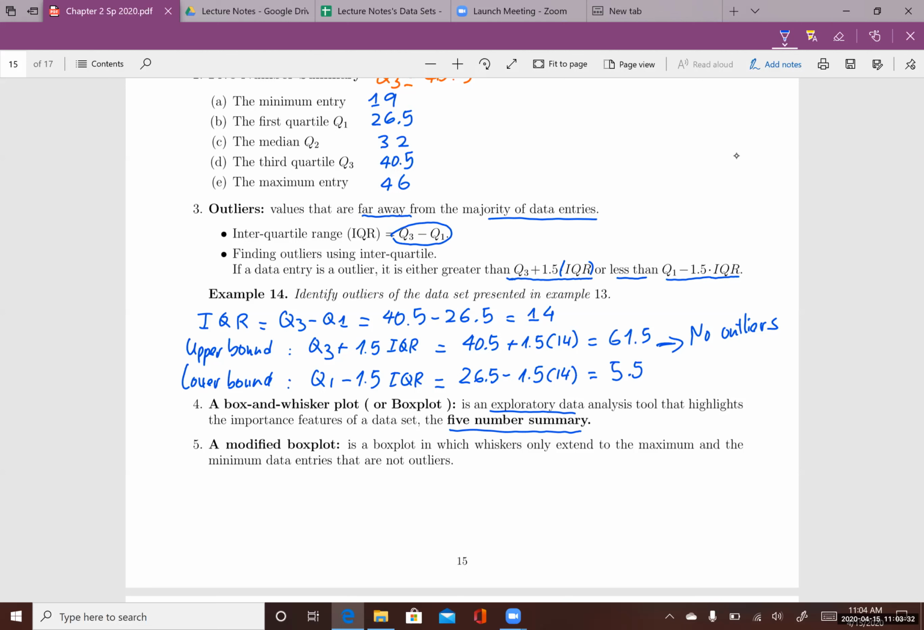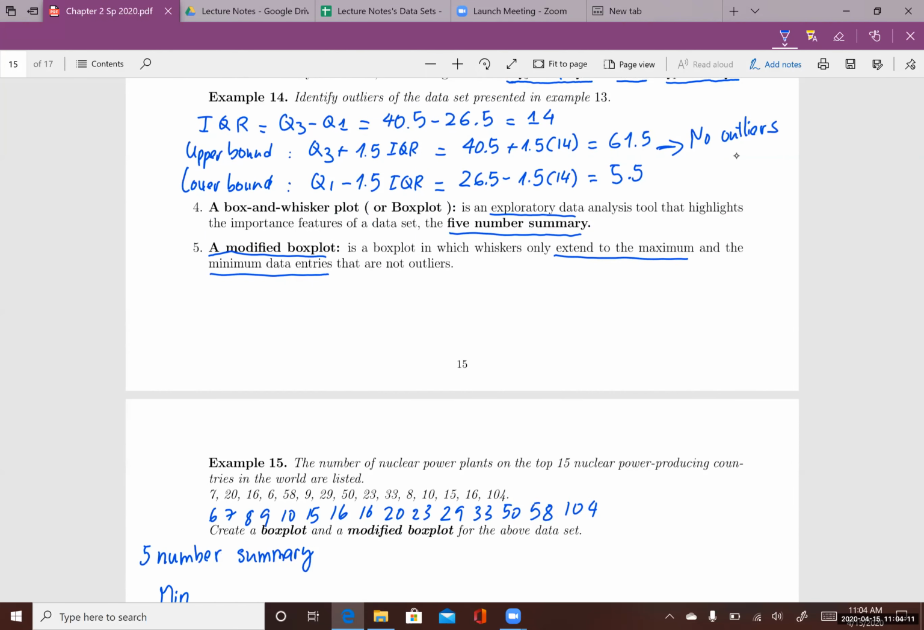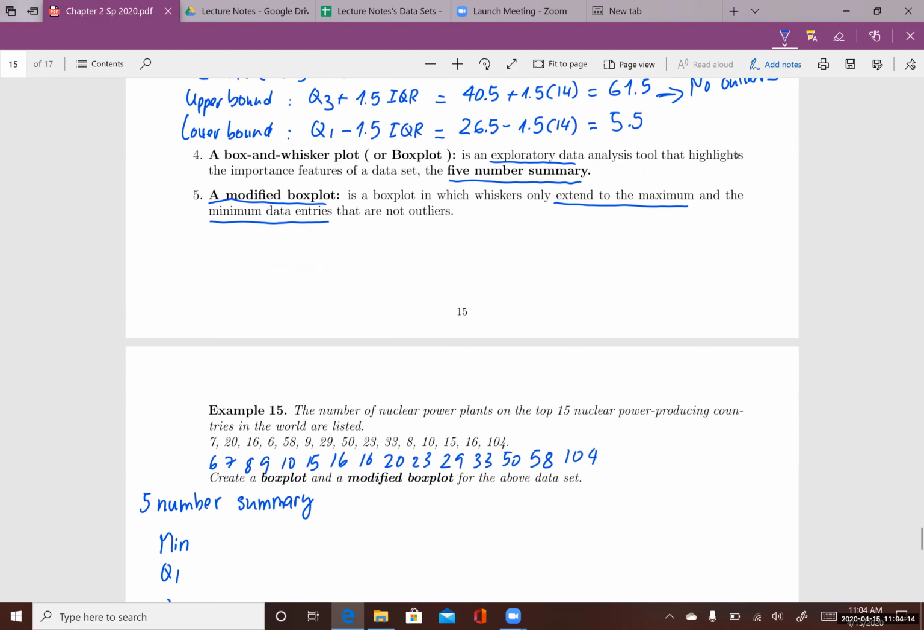And then if you want to highlight outliers of the data set, you can use the modified box plot. The modified box plot is very similar to the regular box plot, but the whiskers in the modified box plot only extend to the maximum and the minimum data entries that are not outliers. So if you have outliers, you separate the outliers, and the whiskers will only extend to the maximum entry and the minimum entry that are not outliers. Okay, so those are the definitions of the regular box plot and modified box plot.